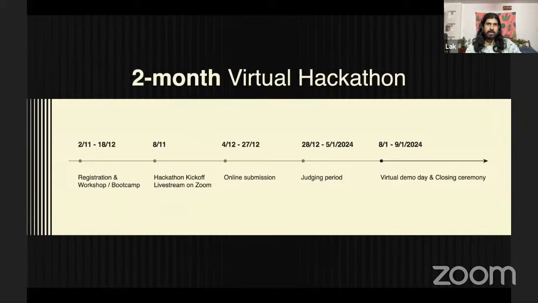The submission period is from the 4th of December to the 27th of December. We've got two platforms, DoraHacks and BeWater, that we can use, and you'll find all the details for submission on there. From there, we'll have a judging period from the 28th of December to the 5th of January. We're going to go through all of the submissions and then pick some winners. Then on the 8th and 9th of January, there's going to be a virtual demo day and closing ceremony.